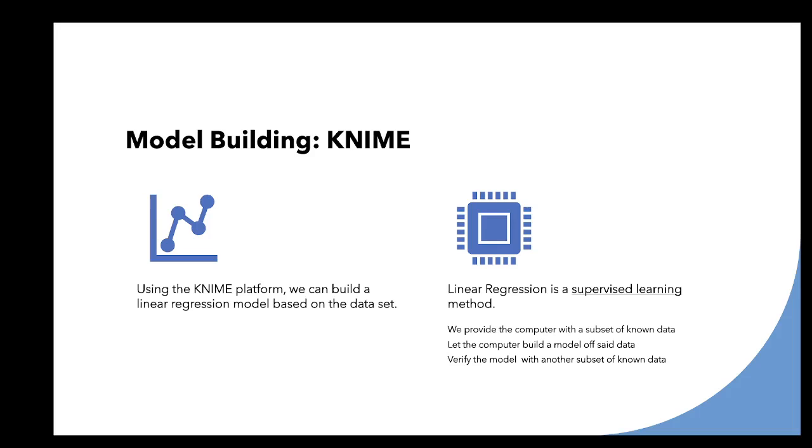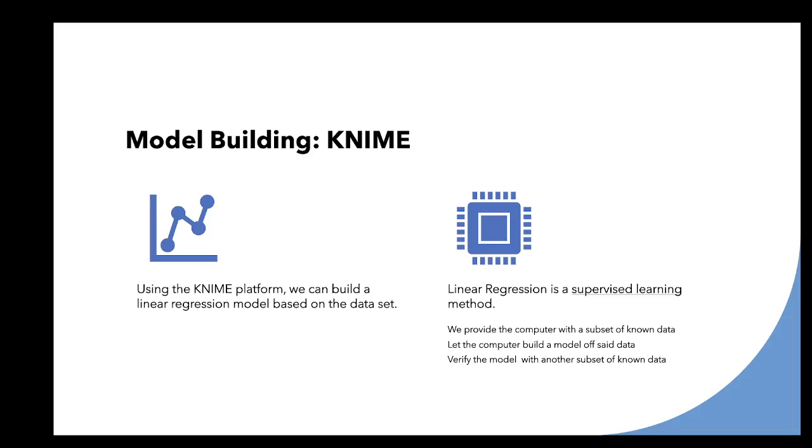Linear regression is a supervised learning method, which means that we have a known data set that we think should be a linear relationship. We're going to tell the computer, hey, please look at these data and build a model off of these data. And then after it gives us back the model, in this case, a line of best fit, we're going to use that line of best fit equation with a new data point and see what that model would predict.